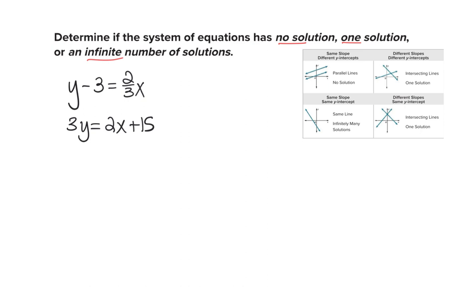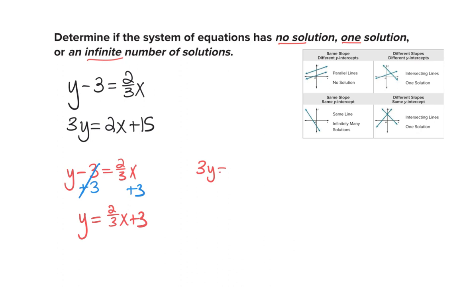So I'm going to start with this first equation, y minus 3 equals 2/3 x, and I just need to get this 3 to the other side so that I can isolate that y. And I have y equals 2/3 x plus 3. All right, so we got that one in slope-intercept form. Now we're going to do the same for the next one.